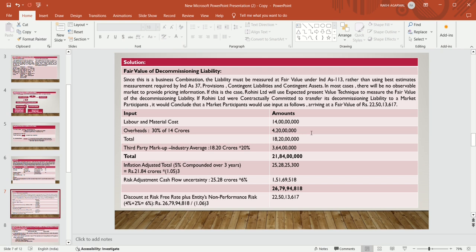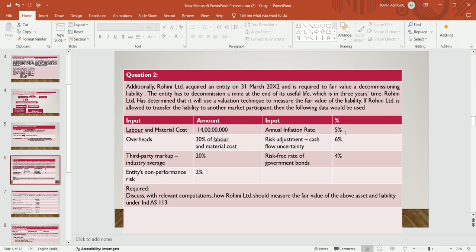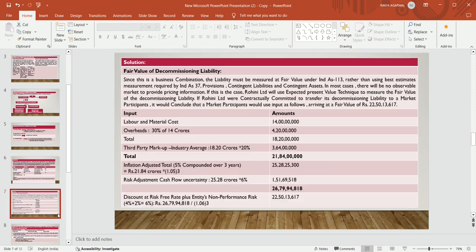Now inflation is to be adjusted. What inflation rate is going on in the market? 5% compounding over 3 years. The compounding rate is given in the question, on the total cost, annual inflation rate is 5%. The useful life of the mine is 3 years, so for 3 years it should be compounded. So the inflation adjustment is 5% compounded over 3 years. So 21.84 into 1.05 to the power 3. For 3 years we are compounding. So it becomes 25 crores 28 lakhs 25,300, after giving the inflation effects.